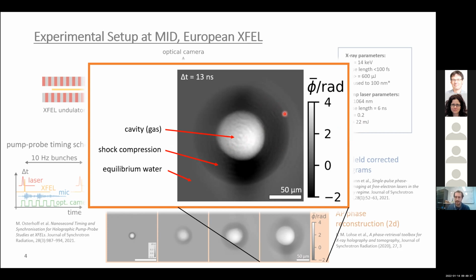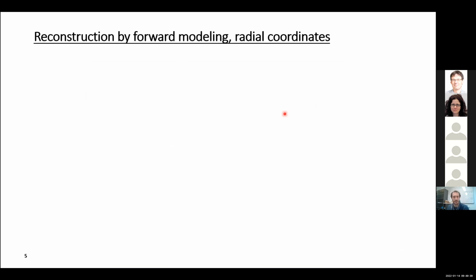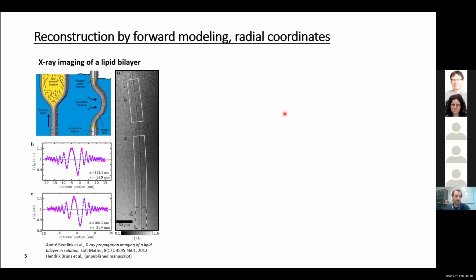For the analysis of our whole data set, I want to switch now to a reconstruction scheme that has been reduced in dimensionality and is working with a forward modeling approach in radial coordinates. I want to quickly mention that this can also be used to study low contrast and small structures like single lipid bilayers. And with this reconstruction scheme, one can retrieve, for example, the distance between the monolayers here by forward modeling the fringe pattern.